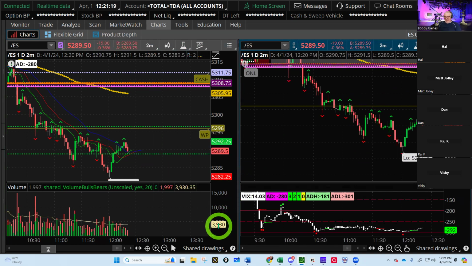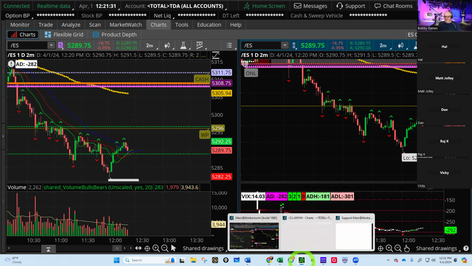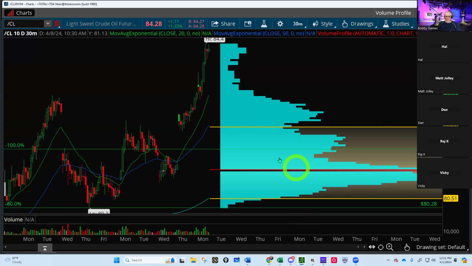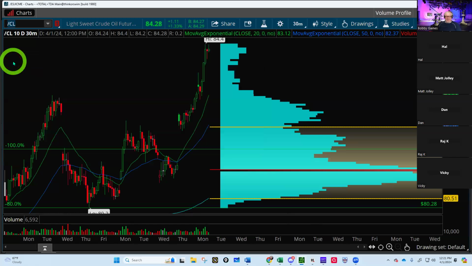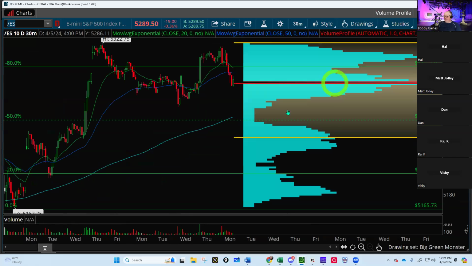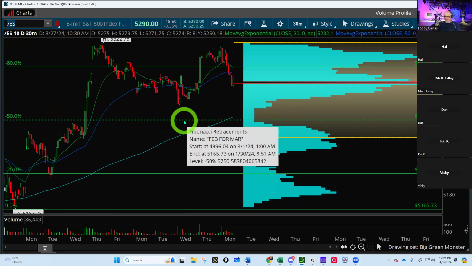And we've got average volume, 3,900 contracts. VIX is at 14. AD is slow, y'all. Negative 282. And we got average volume. So today is the first of the month, which means we need to draw the big green monster. So let's do that really quick like. This won't be a class on drawing the big green monster, but it will just be us drawing it. So let's get rid of the old one.